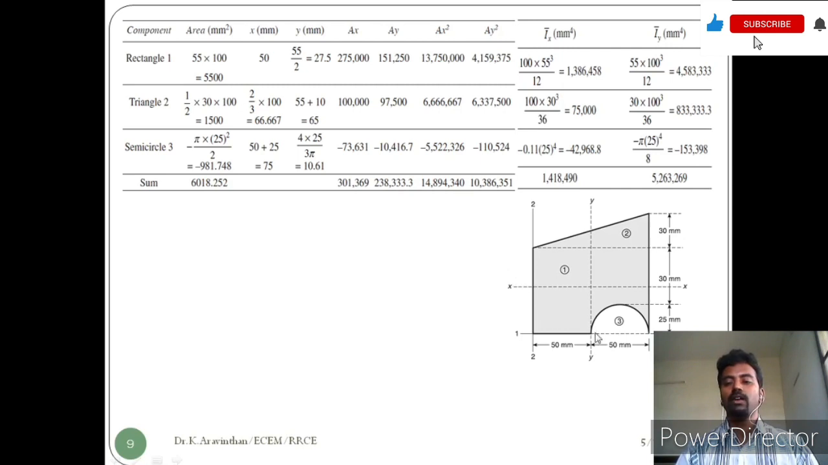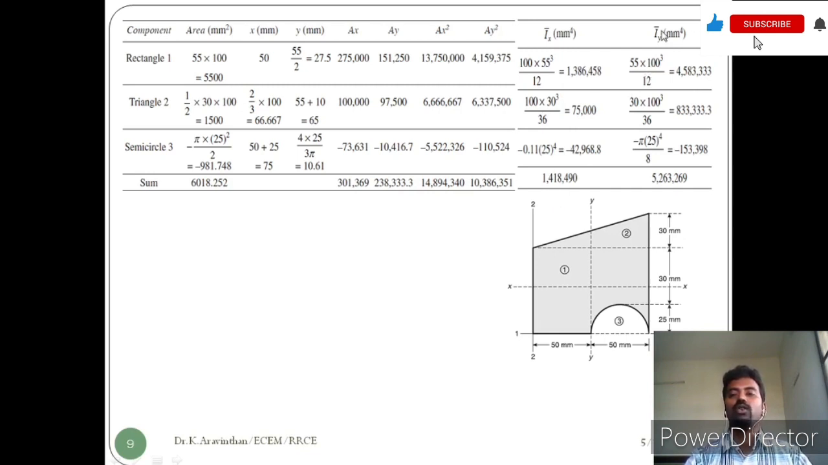And the third component is a half circle. For the full circle, it is pi r power 4 divided by 4. For the half circle, you have to further divide it by 2, so 4 into 2 becomes 8. So r here is 25, so 25 power 4. Finally, you will get this answer. Note here that you have to subtract all the values, so with this value, we are subtracting. So we got the sum of I bar x.